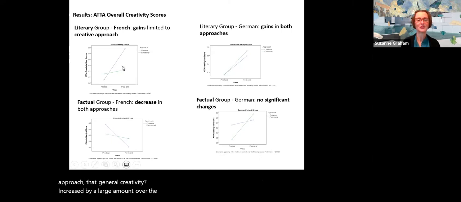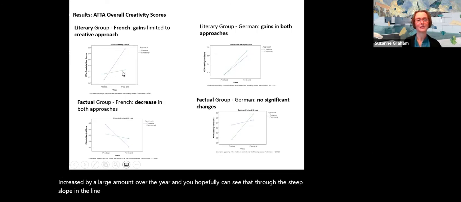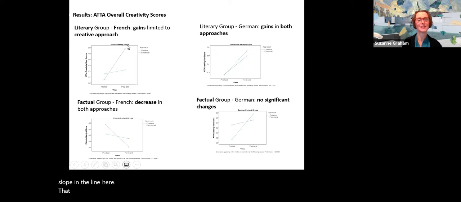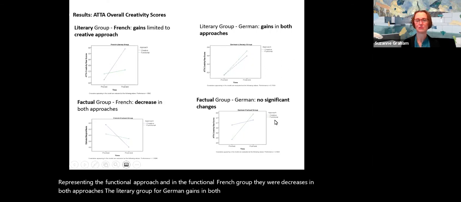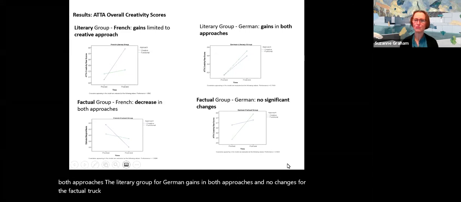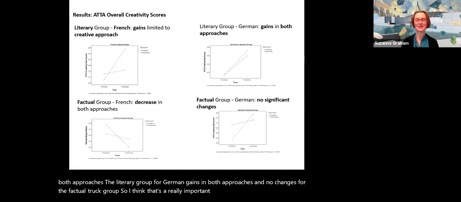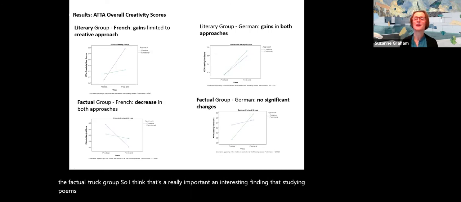And you hopefully can see that through the steep slope in the line here. That line representing the creative approach, this flat line here representing the functional approach. And in the functional French group, there were decreases in both approaches. The literary group for German, gains in both approaches, and no changes for the factual group. So I think that's a really important and interesting finding, that studying poems in French through a creative approach does have an impact on learners' general creativity.